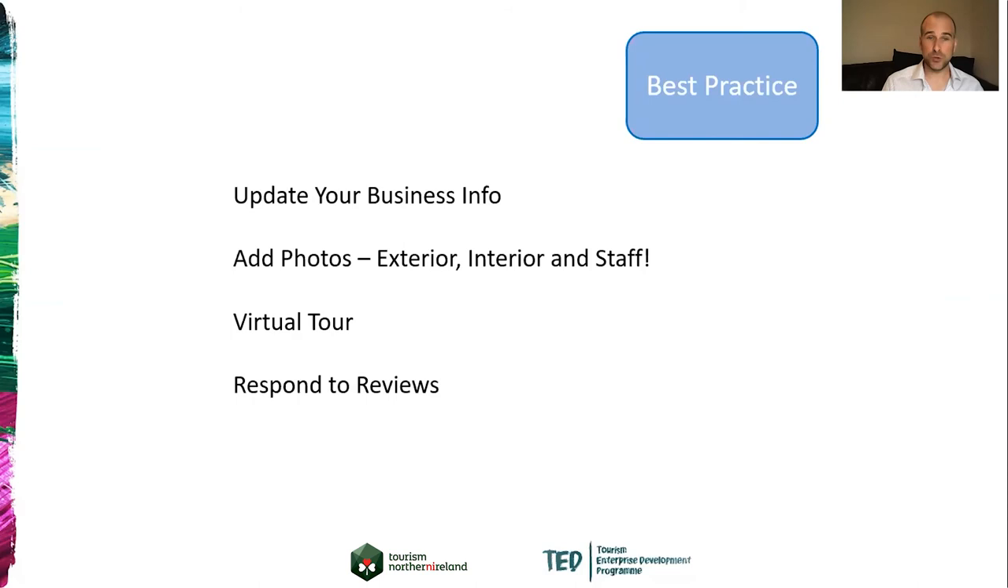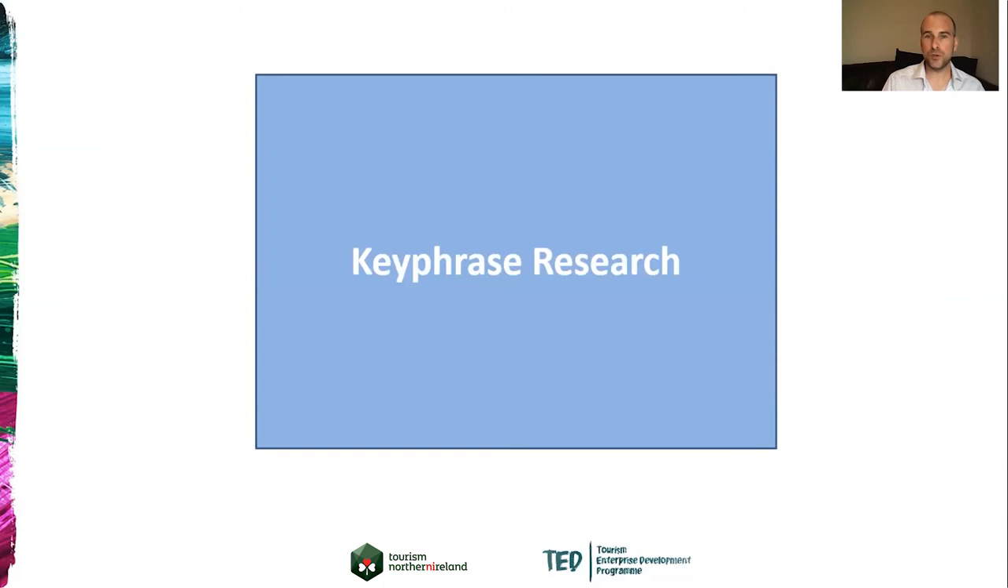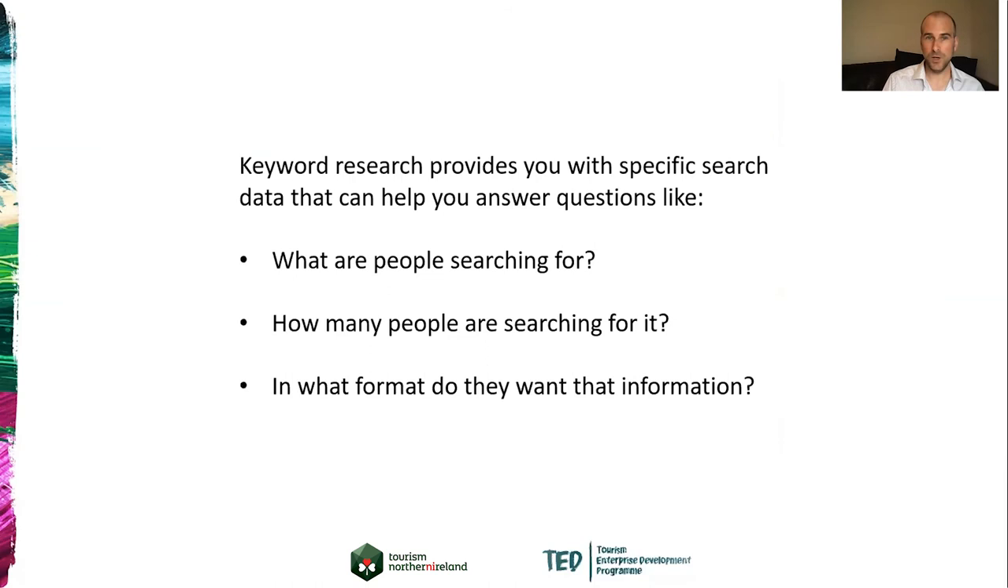So the first part of search engine marketing really revolves in and around key phrase research. Okay, so this is where businesses go in and find out what the opportunities are for ranking or paying for search engine traffic. But first of all, they have to have a think about the key phrases that they will want to target. So key phrase research provides you with specific search data that helps you answer questions like, what are people searching for? How many people are searching for it? And in what format do they want that information?